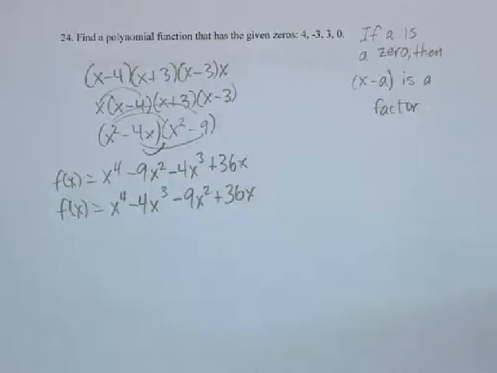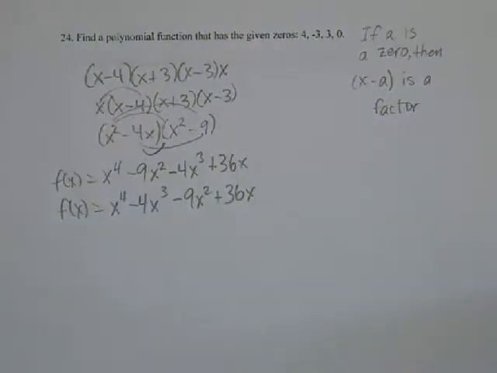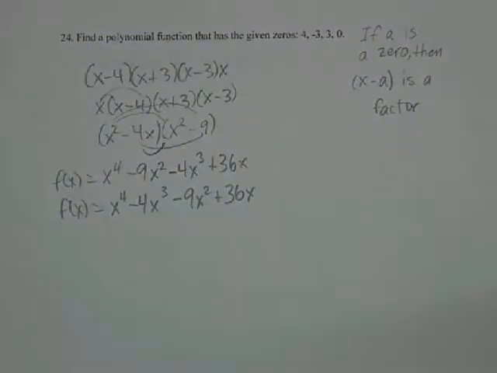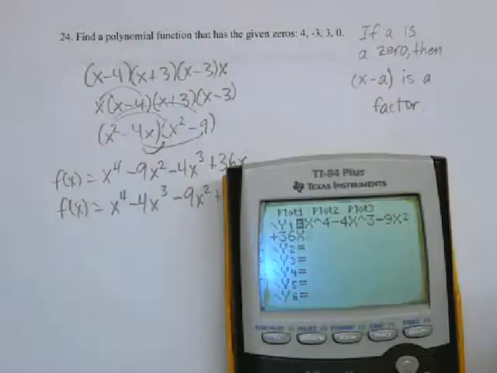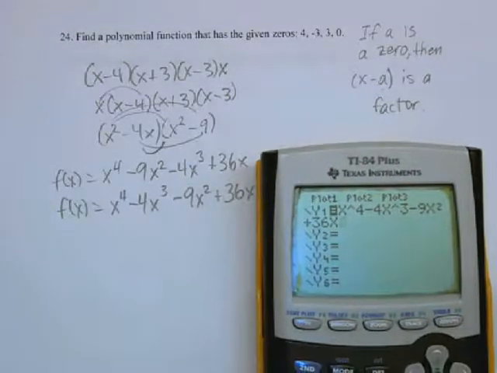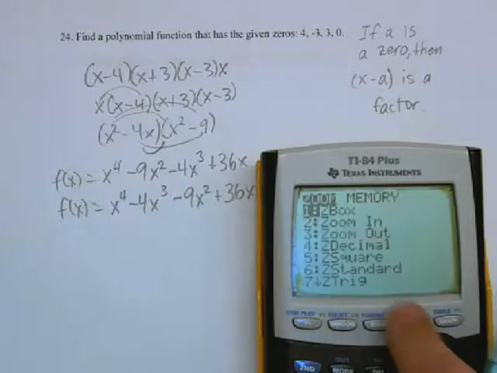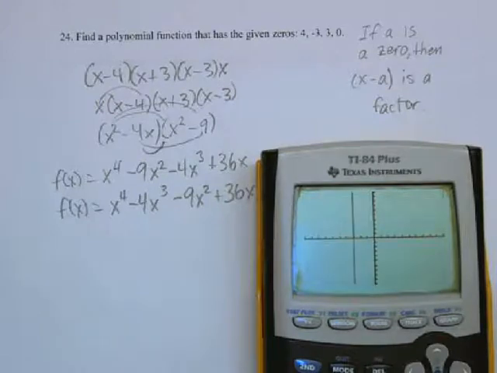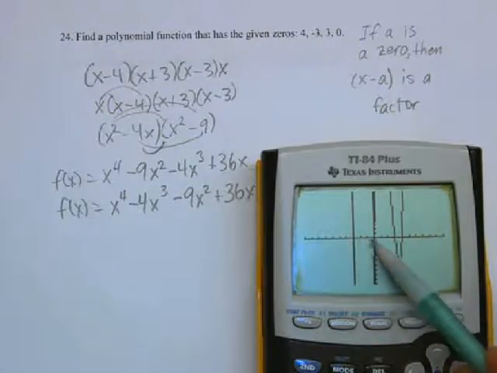To check, we'll just go ahead and plug the equation into y1. And then we'll graph it and see if it does have zeros at 4, -3, 3, and 0. Remember, Zoom 6 gets you back to the standard viewing window. Okay, we have -3, 0, 3, and 4. So it looks good.